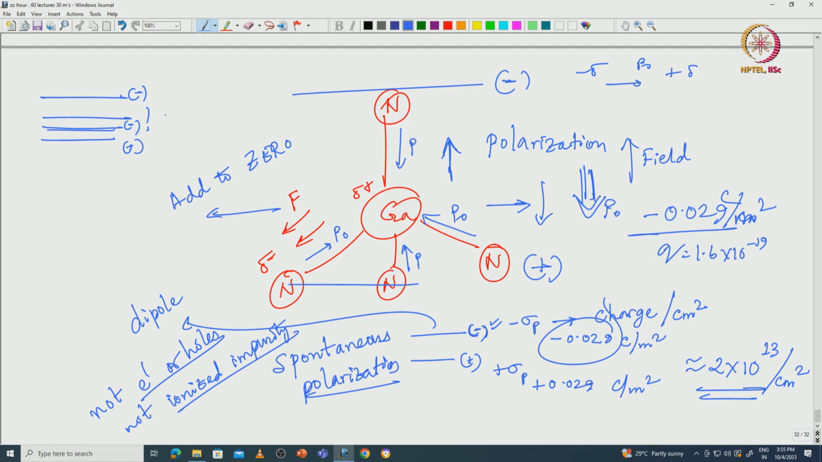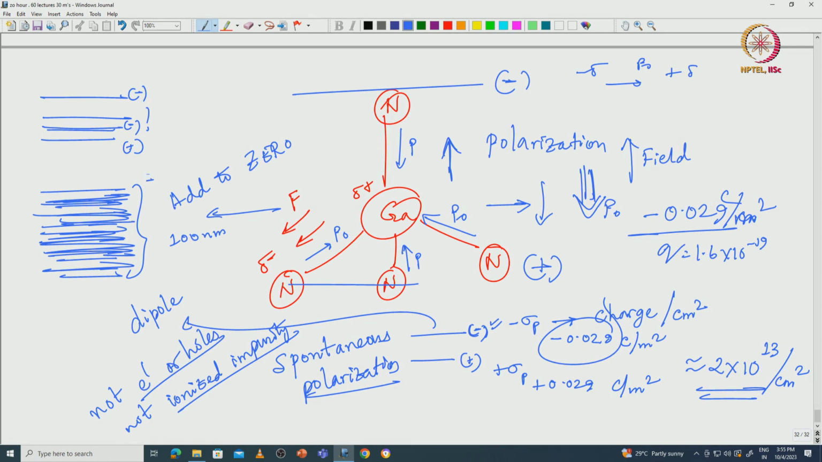So if I have multiple layers of gallium nitride and the total thickness is, suppose, 100 nanometer, all interfaces plus and minus will cancel out. Only at the top you will have minus and at the bottom you will have plus. Rest inside, they will all cancel out mutually. So the layer of gallium nitride has a negative charge at the top and a positive charge at the bottom, and the value of the spontaneous polarization is 0.029.